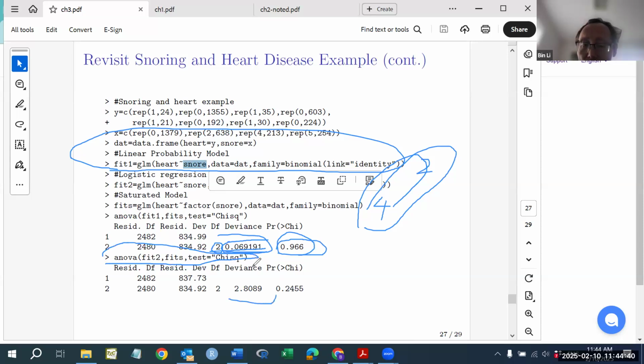And this one is the deviance for the logistic regression. That's 2.8, and still the degrees of freedom is 2. The p-value is not significant. So for both models, the deviance and the corresponding p-value are not significant. That means there's no significant difference between the saturated model and the model of interest. So maybe we should just use the simple model, because if there's no significant difference between a simple model and a more complicated model, we always prefer the simple model, right?